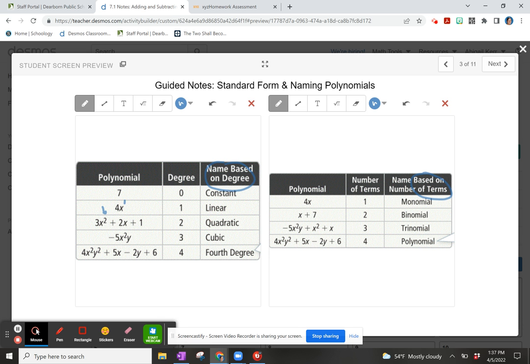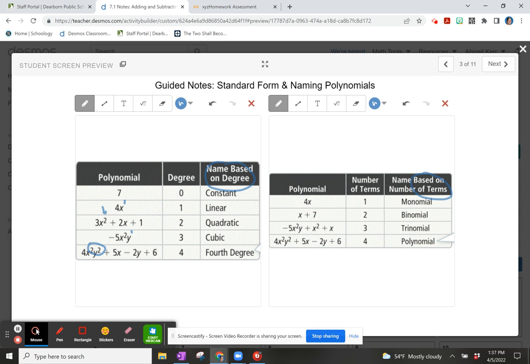Now notice when you have two different variables, x and y, and they're stuck together, you add the exponents, but we're not going to really do that much in this class. So 2 plus 1 is 3, and then these exponents right here, 2 plus 2 is 4. So the degree is always the highest exponent.